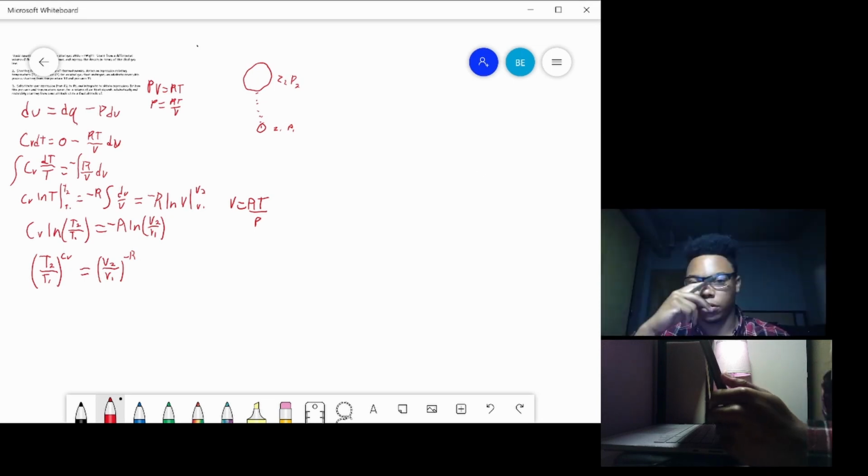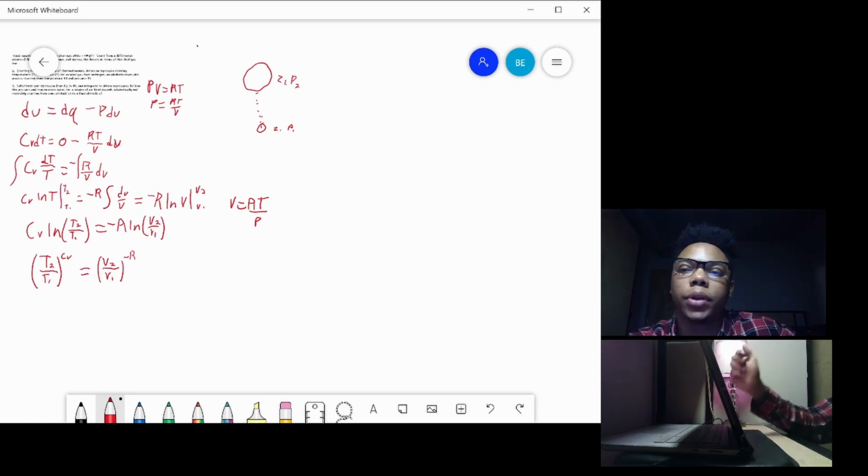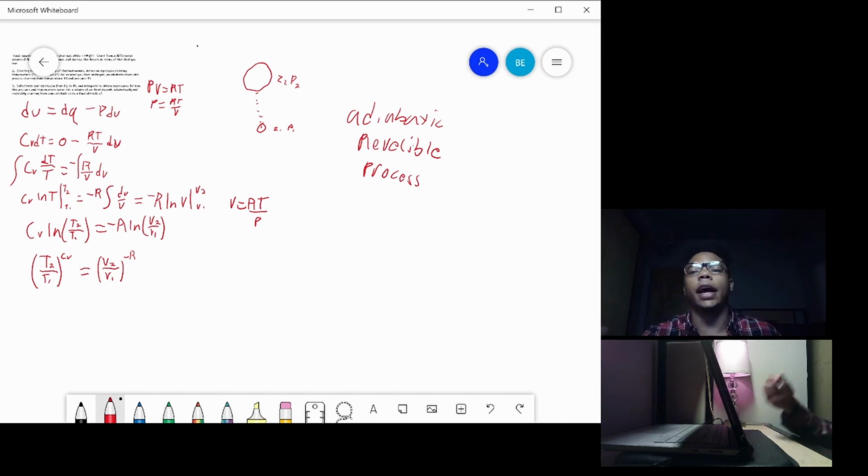All right, from here, what we get to do next is understand our actual system at hand. What we know is that we are doing an adiabatic reversible process, and this is of an ideal gas.